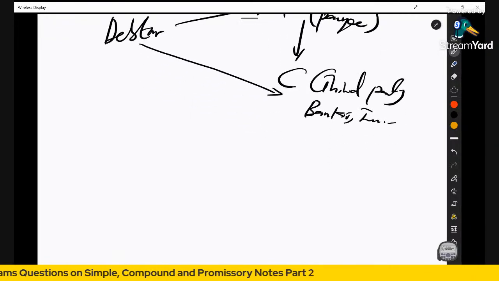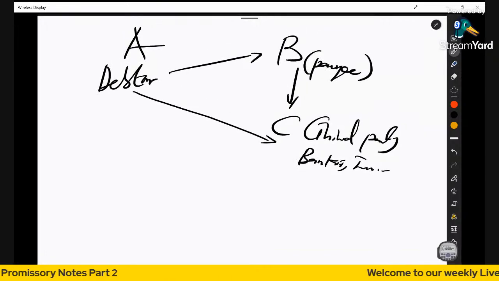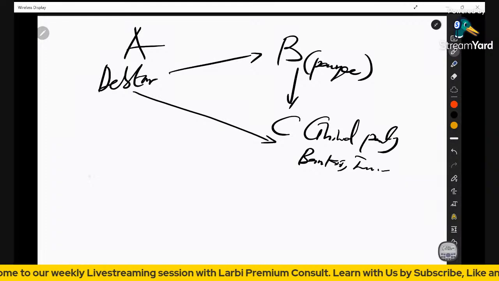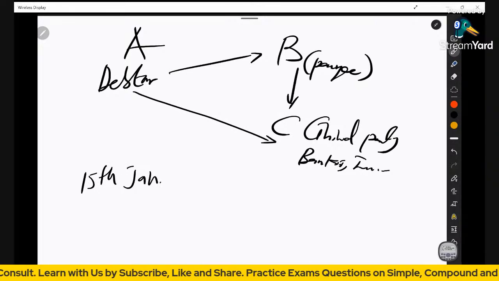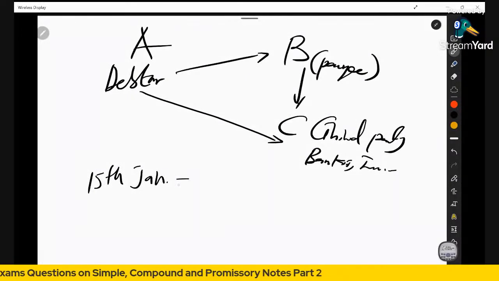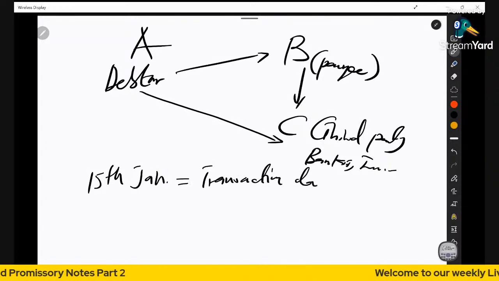Okay, so let's see. Let's say we have a promissory note that says the transaction occurs on, let's say, the 15th of January. That's where the whole transaction occurred, on 15th January. The transaction date.